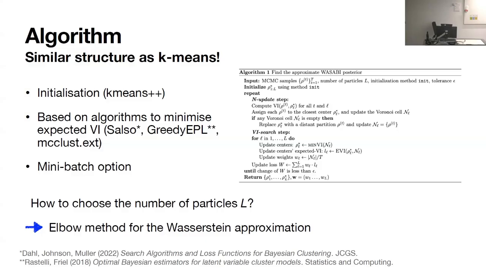How do we choose the number of particles? Here, we're just doing something very simple, but you could do something more clever here. We're just looking at basically an elbow method, because if our goal is to summarize and explain, we want to choose the fewest number of particles possible. So we would only increase L if it really helps to lower the Wasserstein distance.